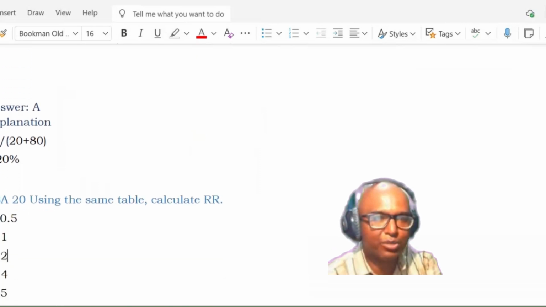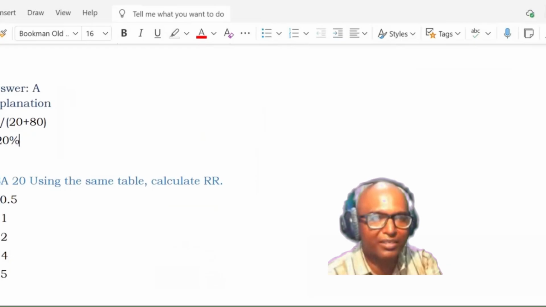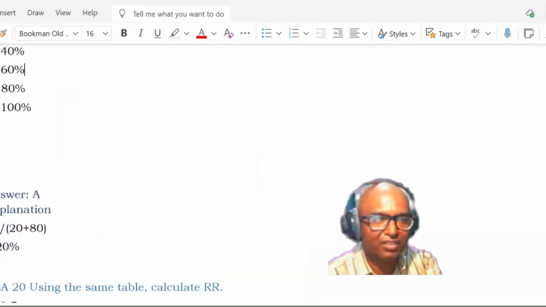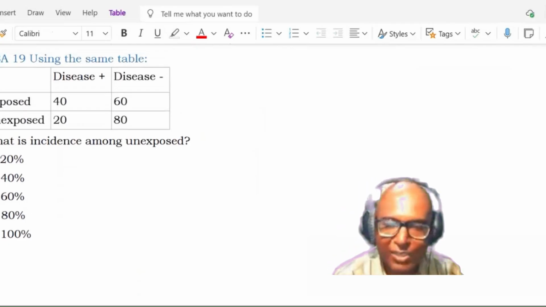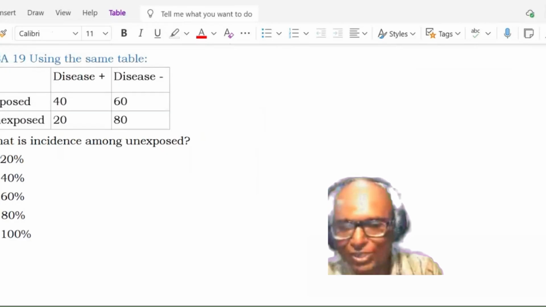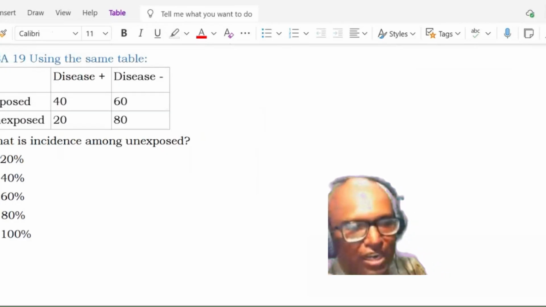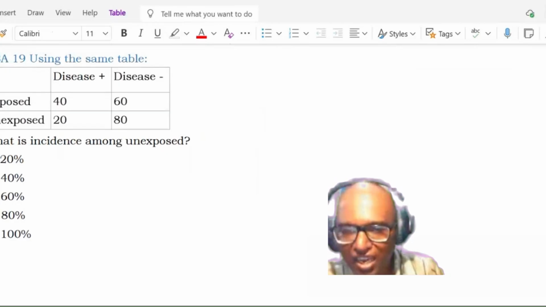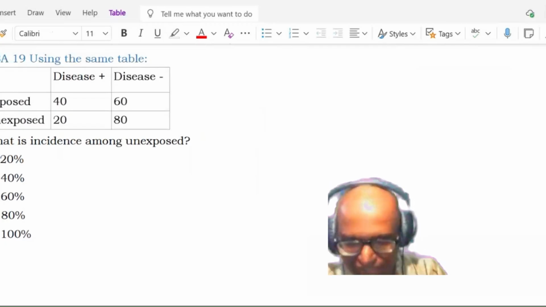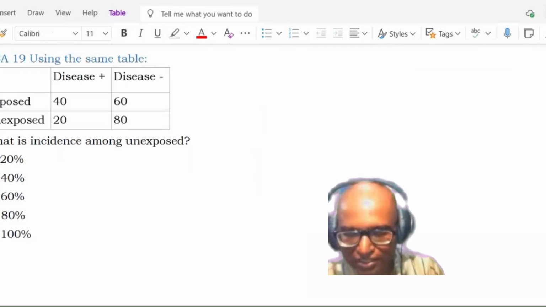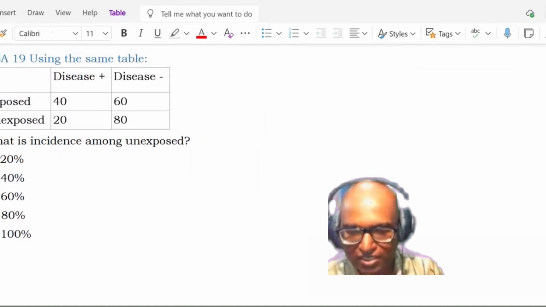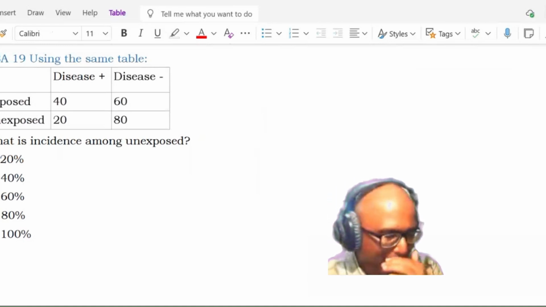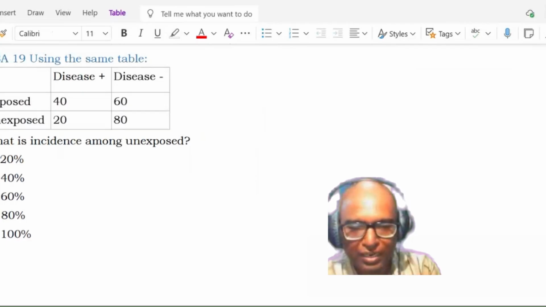Next. Now using the same table, you have to calculate the relative risk. AD upon BC, that is the odds ratio. What you said is the odds ratio. Relative risk is the incidence among exposed upon the incidence among non-exposed. You get incidence in the cohort study. These all things you have to correlate.